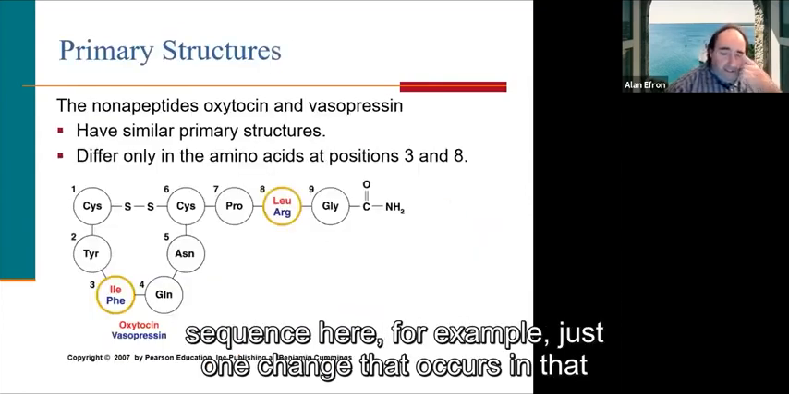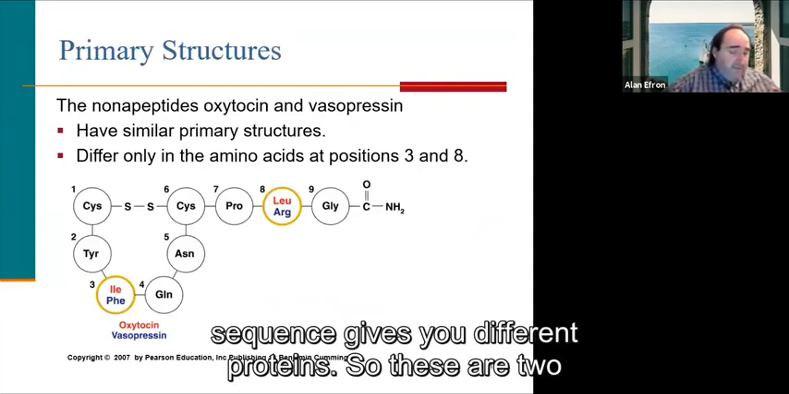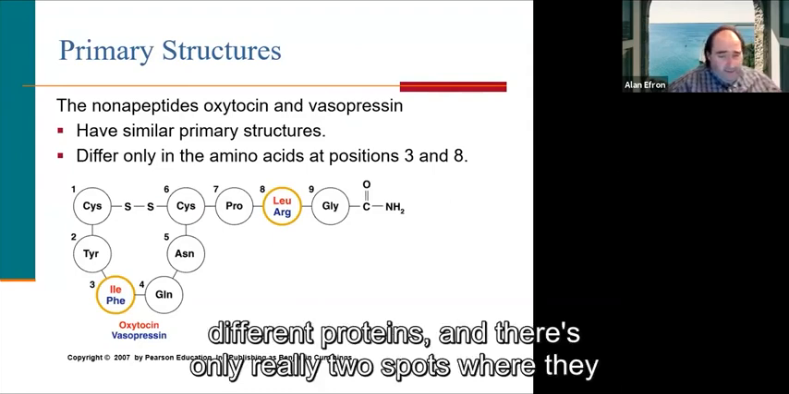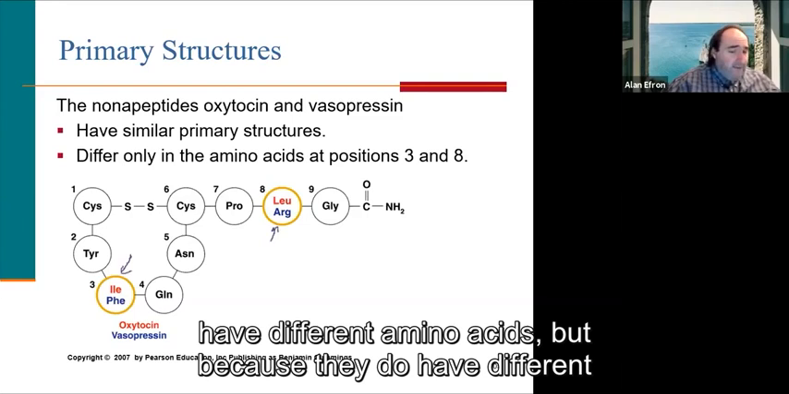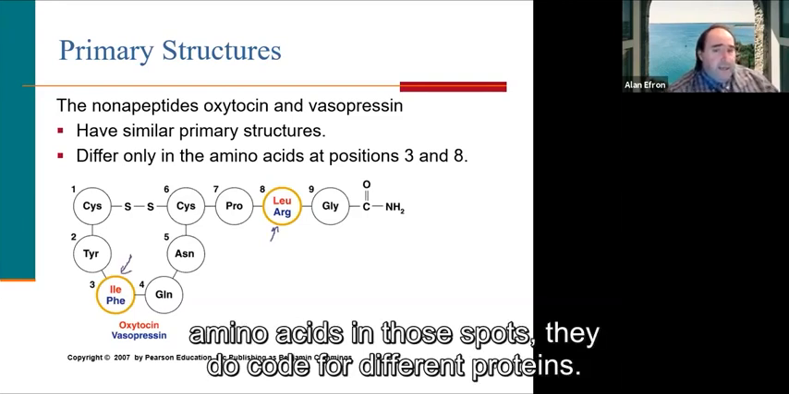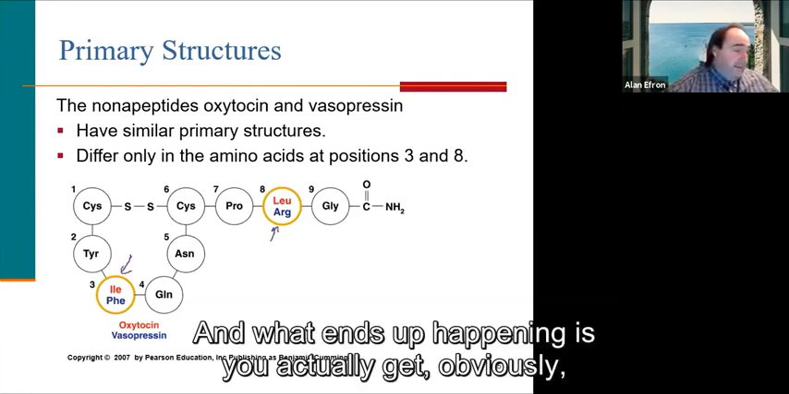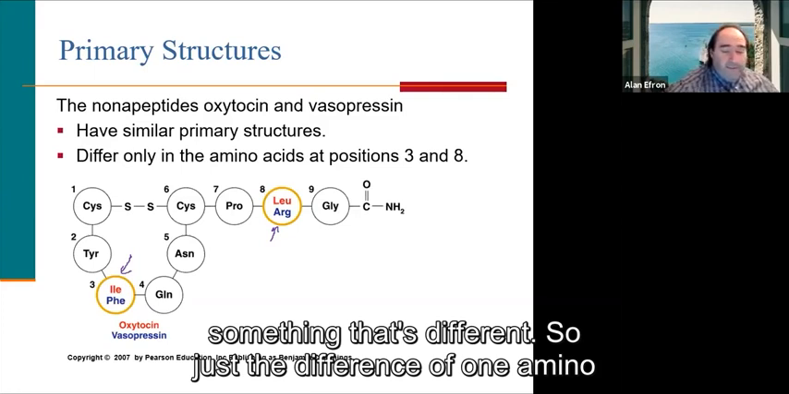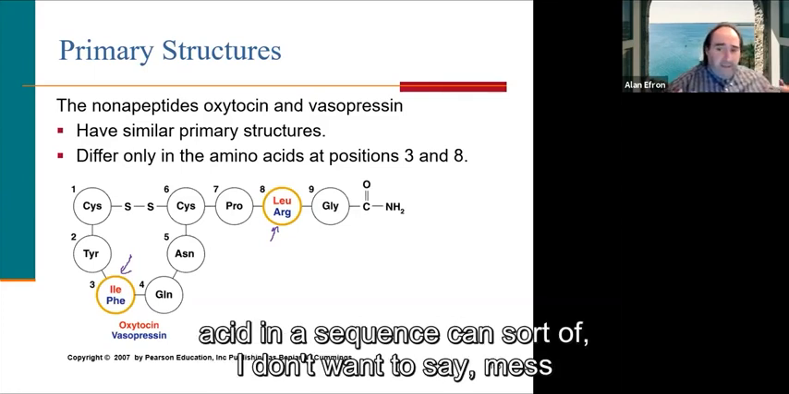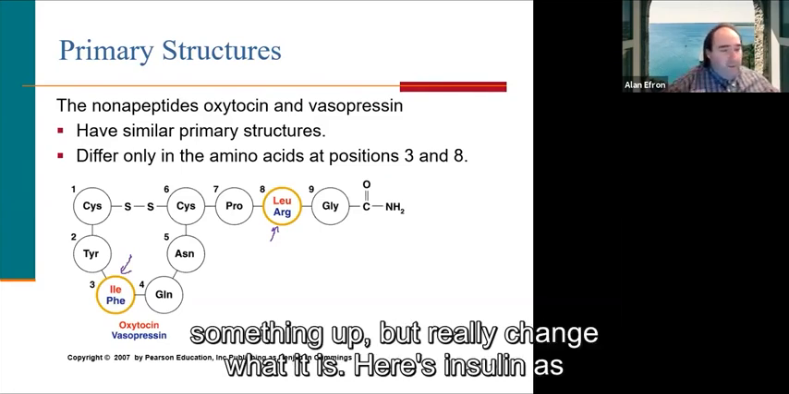Now, the primary sequence here, for example, just one change that occurs in that sequence gives you different proteins. So these are 2 different proteins, and there's only really two spots where they have different amino acids, but because they do have different amino acids in those spots, they do code for different proteins. And what ends up happening is you actually get obviously something that's different. So just the difference of one amino acid in a sequence can sort of, I don't want to say mess something up, but really change what it is.